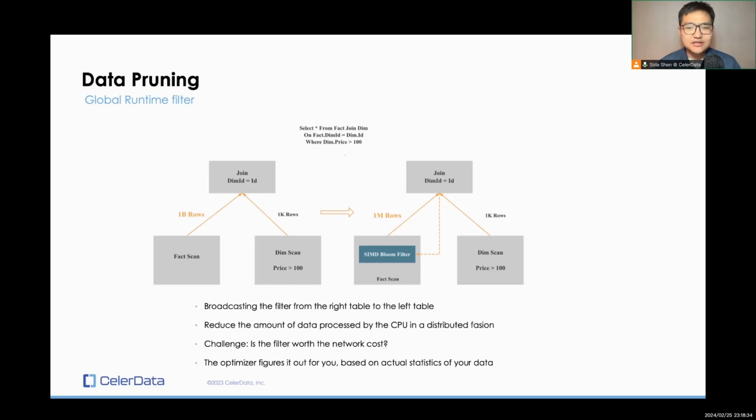But the challenge is: is the filter actually worth the network overhead of sending this big Bloom filter over? This is a decision that our cost-based optimizer makes, and it figures it out for you, based on the actual statistics of your data, because this decision is really case by case. It depends on the distribution of your data, and it also depends on the query being run. This is something that only the cost-based optimizer can do.